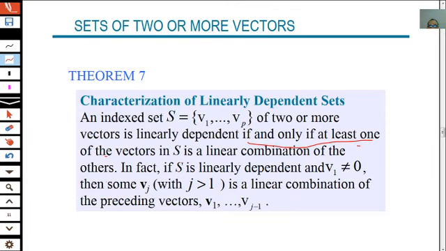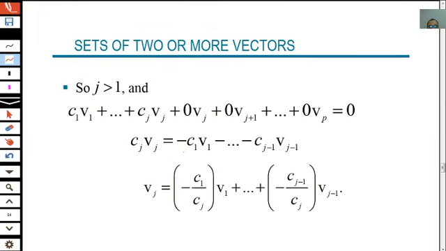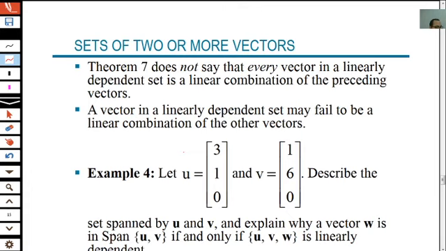Namely, we choose any vector from here, let's say v5. So v5 should be written as c1 times v1, c2 times v2, and so on, c4 v4, c6 v6, and so on up to cp vp. If we have a linear combination for some vector in this set, like this one, of the preceding vectors, then we say the given set is linearly dependent.